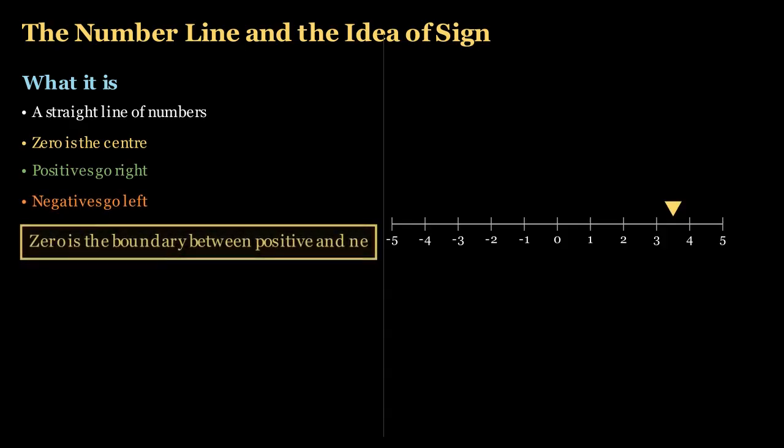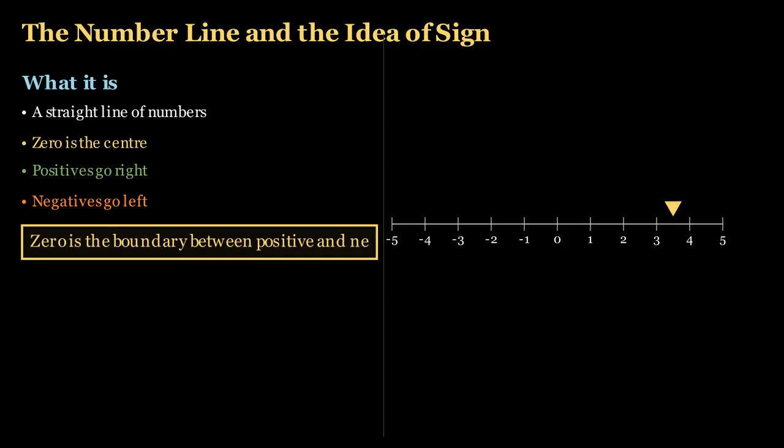Now, every step you take to the right lands on a positive number, 1, 2, 3, and so on. Every step to the left lands on a negative number, -1, -2, -3. The number line is just a way to lay all numbers out in order, so we can see where they live relative to 0.